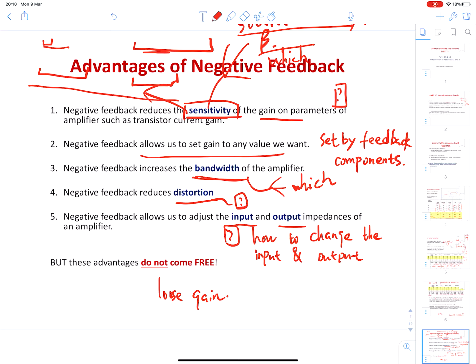The advantages of negative feedback: negative feedback reduces the sensitivity of the gain to the parameters of the amplifier, such as the transistor's current gain. Negative feedback allows us to set the gain at any value we want. It increases the bandwidth of the amplifier, reduces the distortion, and allows us to adjust the input and output impedance of the amplifier.